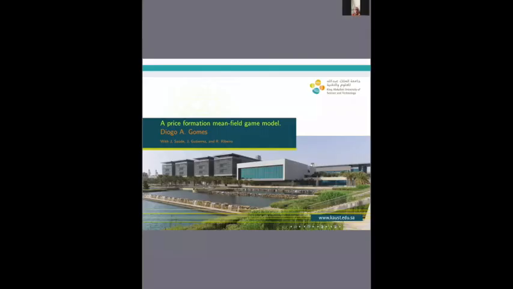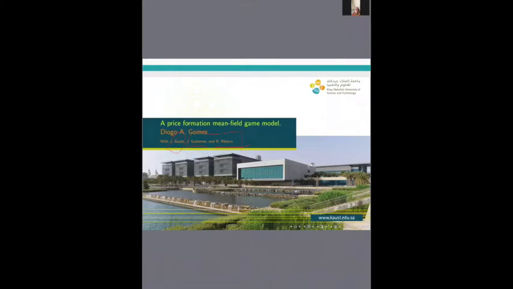Version of this talk, but hopefully there will be something new for everyone. So today I'm talking about this price formation mean field game model. And this is joint work, partially with a former student of mine, João Saúde, and partly with my current student and former student, Julia Gutierrez and Ricardo Ribeiro.